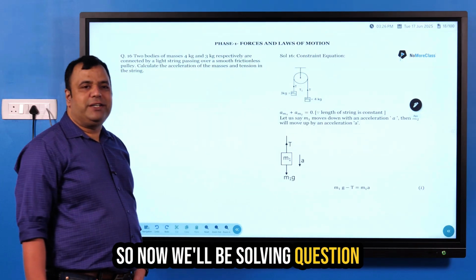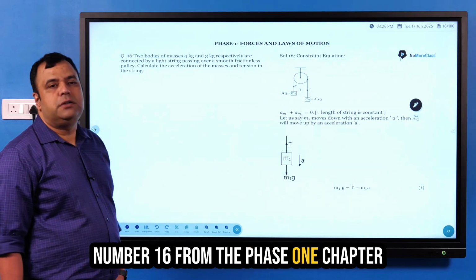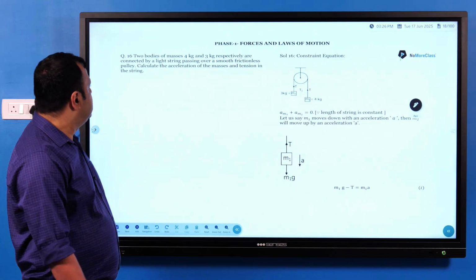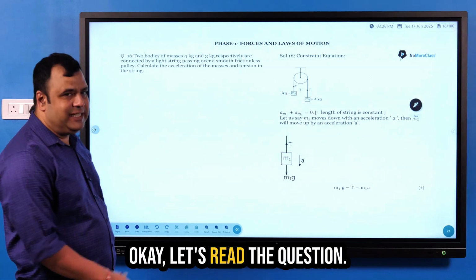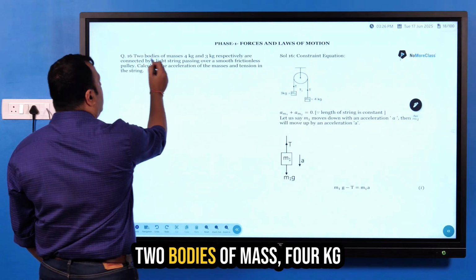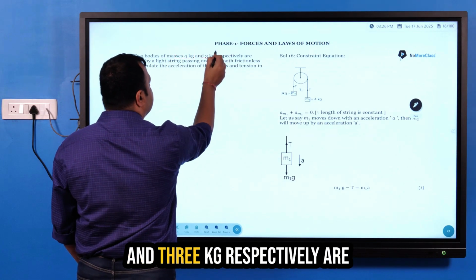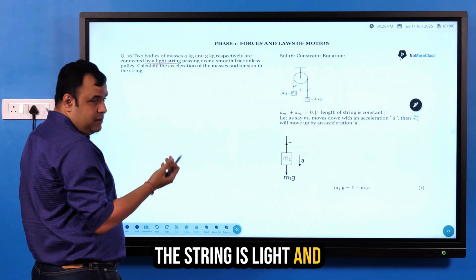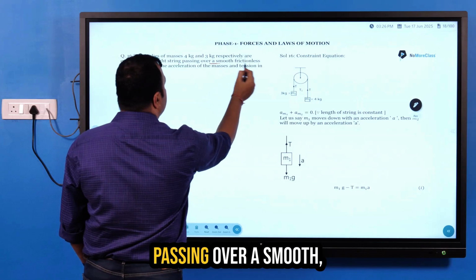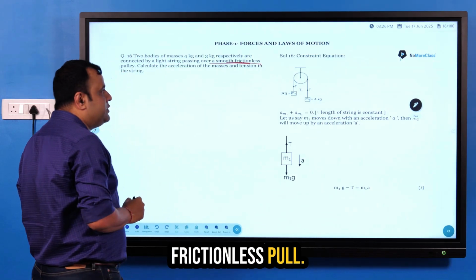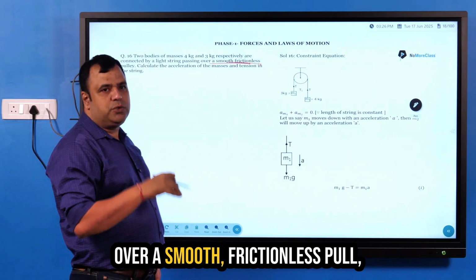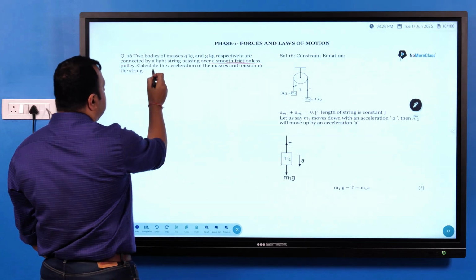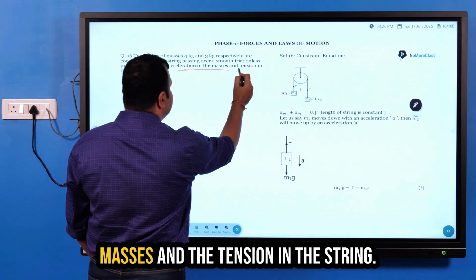So now we'll be solving question number 60 from the phase 1 chapter called Forces and the Laws of Motion. This is in exercise 1. Okay, let's read the question. Two bodies of masses 4 kg and 3 kg respectively are connected by a light string. The string is light and obviously massless, passing over a smooth frictionless pulley. If there is a light string passing over a smooth frictionless pulley, then the tension throughout the string will be the same. We have to calculate the acceleration of the masses and the tension in the string.